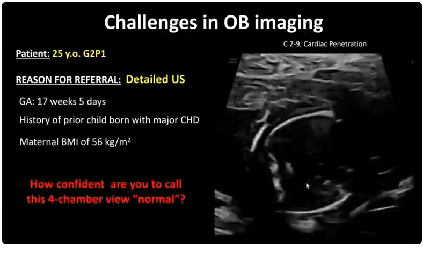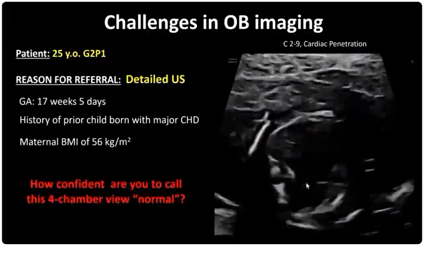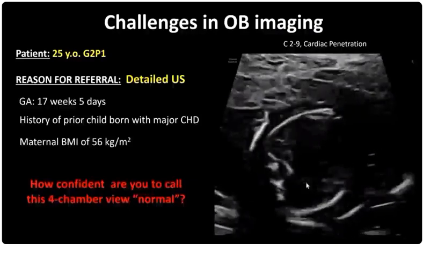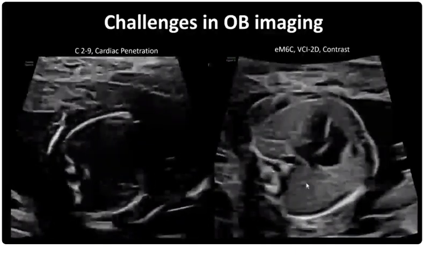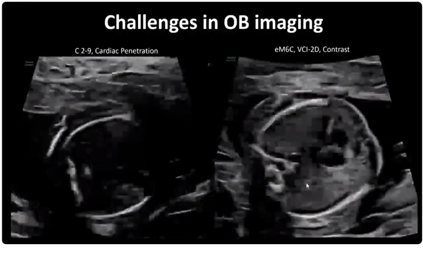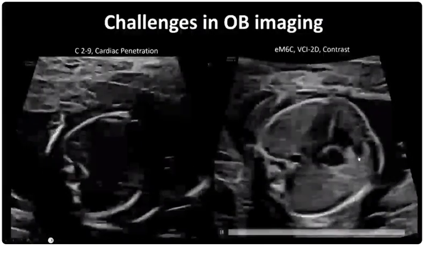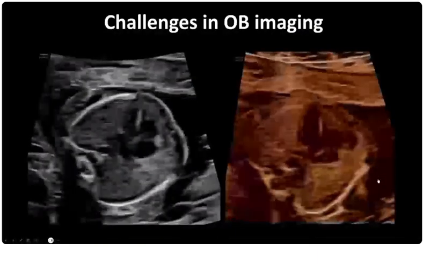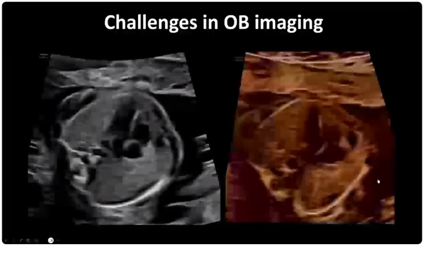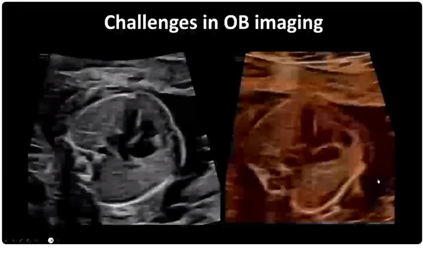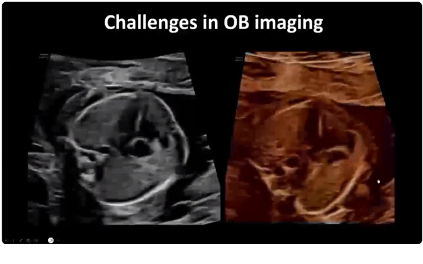So I think that looking at this four-chamber view, it's very difficult to tell or be confident if this four-chamber view is normal. In order to improve the visualization, we switched to electronic probes and applied that VCI 2D using contrast. And you can see how dramatically the contrast was improved in this case, allowing the visualization of the four chambers, and application of the tint map, because our eye can see much better in shades of color than in shades of gray, can help us to reassure that this is a normal four-chamber view and the fetus doesn't have any major cardiac anomalies.